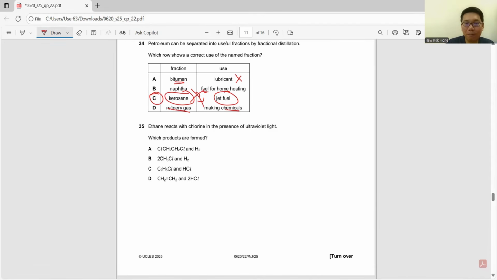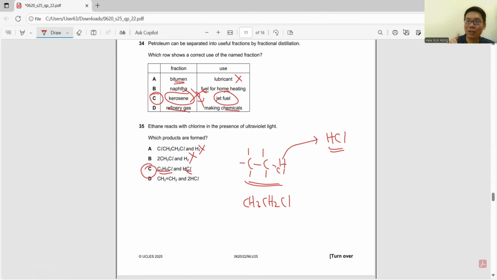35. Ethane reacts with chlorine in the presence of ultraviolet. Which product is formed? So this ethane will slowly be replaced by Cl. If this H comes out and is replaced by Cl, the H that comes out will react with the Cl that is balanced, to form HCl. And then here will be CH3, CH2Cl. So this is correct. So it won't form hydrogen. Hydrogen is not the final product. And then this is correct, but here is wrong because it's substitution. Impossible, it will form alkene.